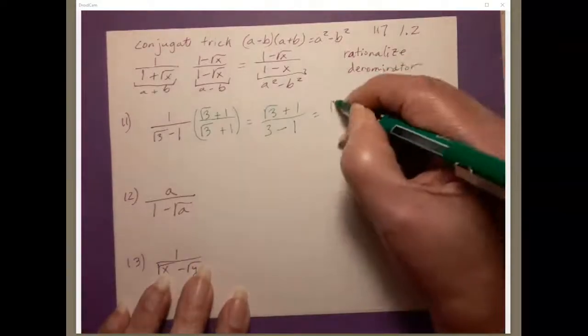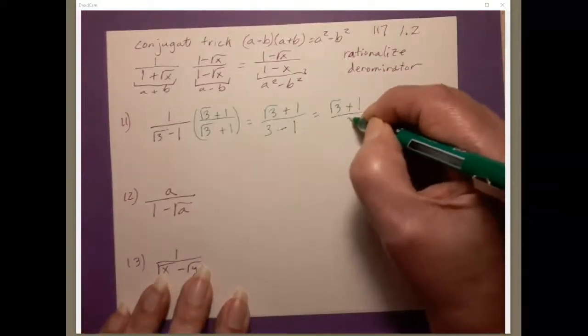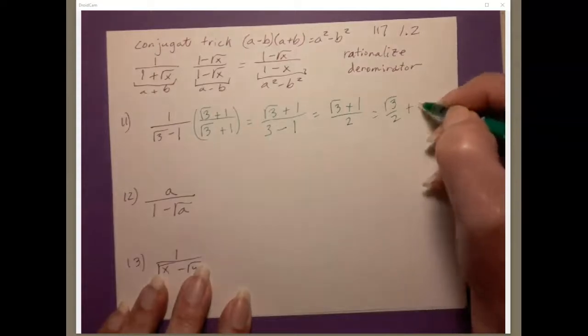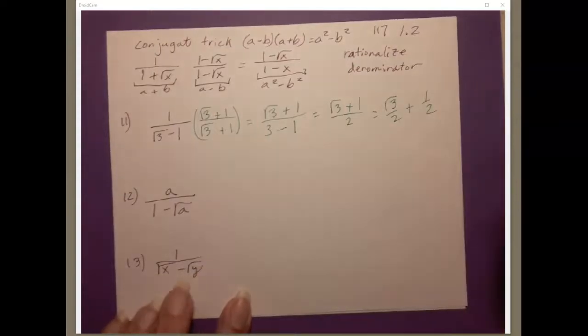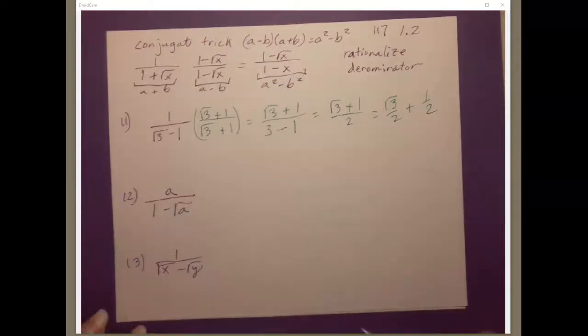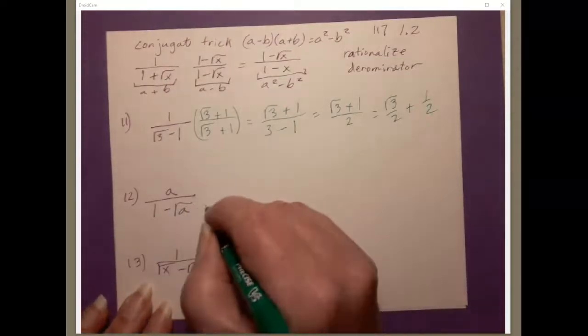So this gives me square root of 3 plus 1 over 2. And you could distribute this and write this as square root of 3 over 2 plus 1/2. For the next one, think about what the conjugate would be here. See if you can do it on your own. Pause for a moment and see if you can do it on your own.